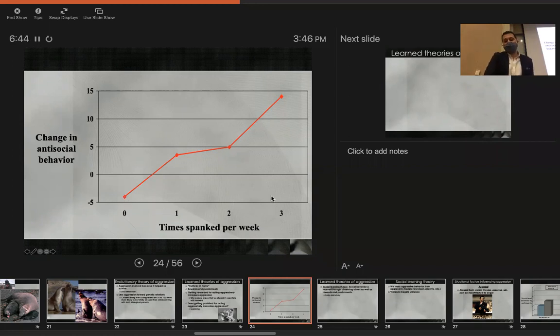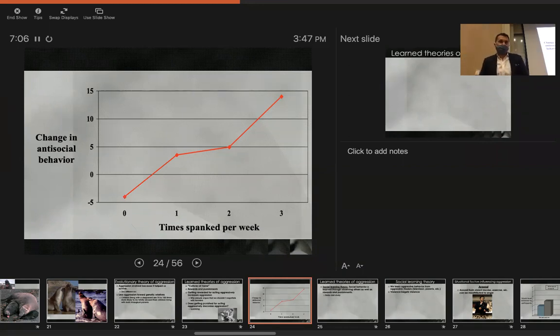However, what these researchers showed is that among children who were spanked about once a week, they actually got more aggressive over time. Among kids who were spanked twice a week, they also got more aggressive over time. Among kids who were spanked 3 times a week, they got really more aggressive over time. And the more times that they were spanked, the more aggressive they tended to get over time.